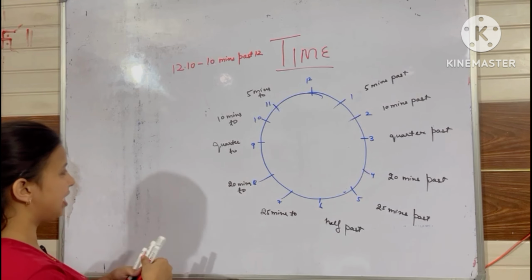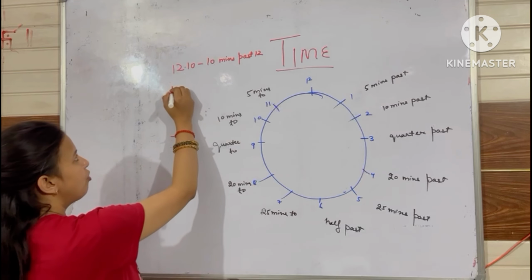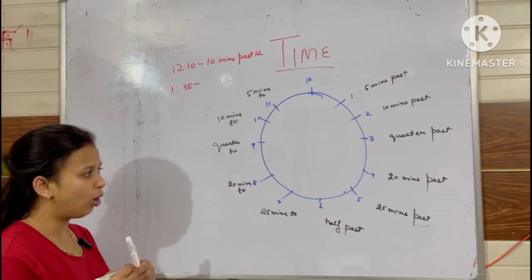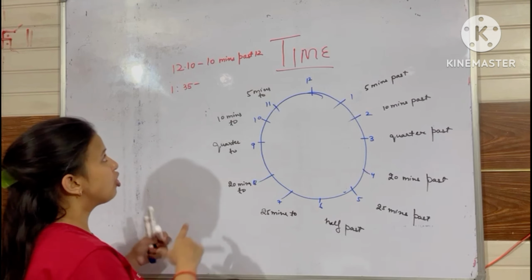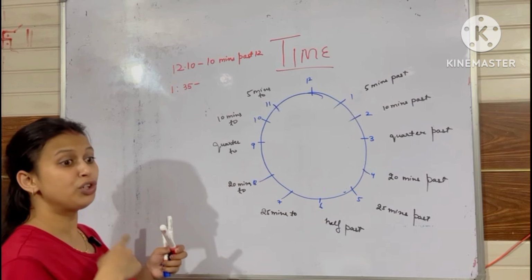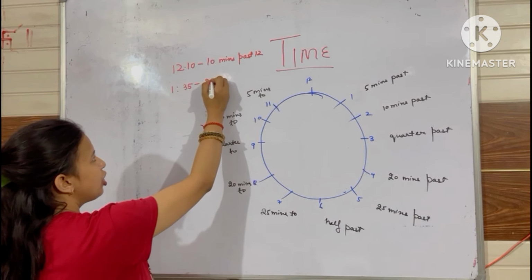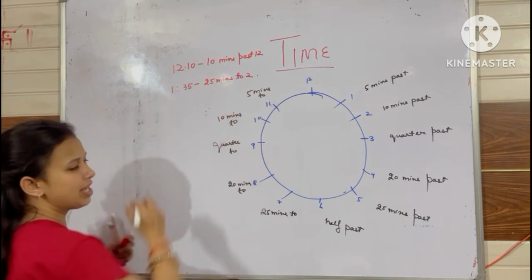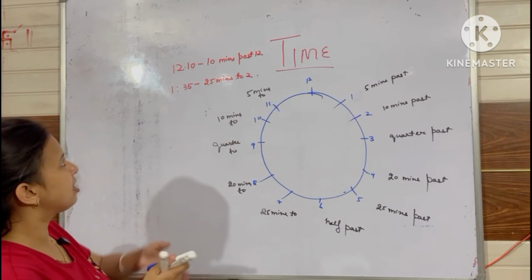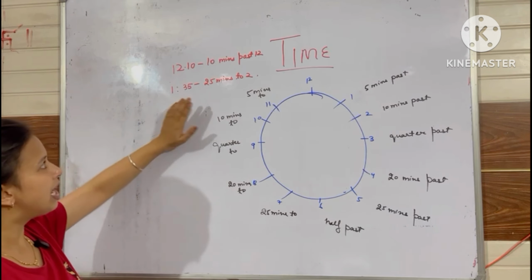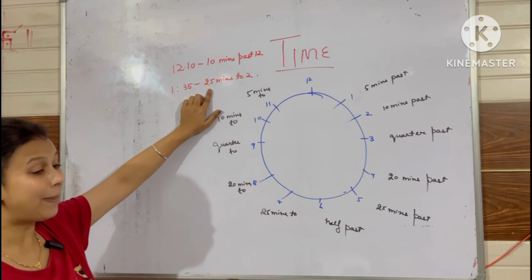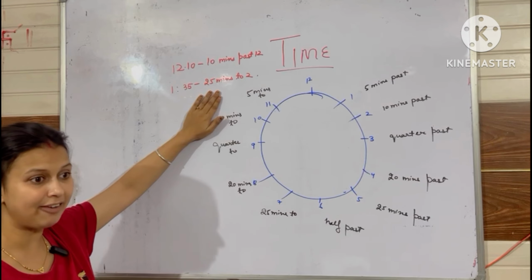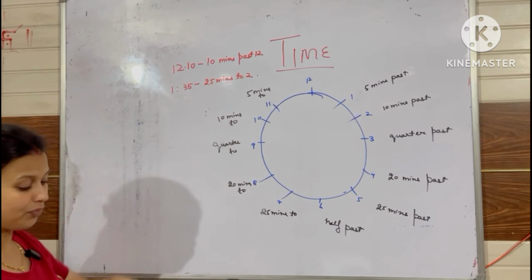If I have to say the timing for 1:35, I will say 25 minutes to 2. Is that clear? It means 1:35 is 25 minutes before 2 o'clock. So I say 25 minutes to 2.